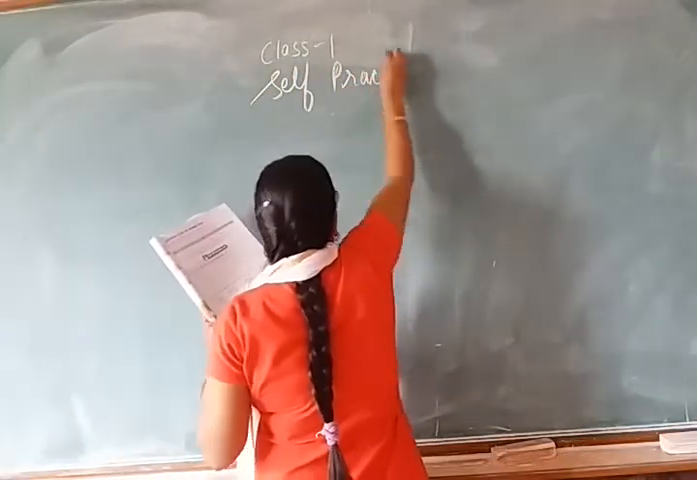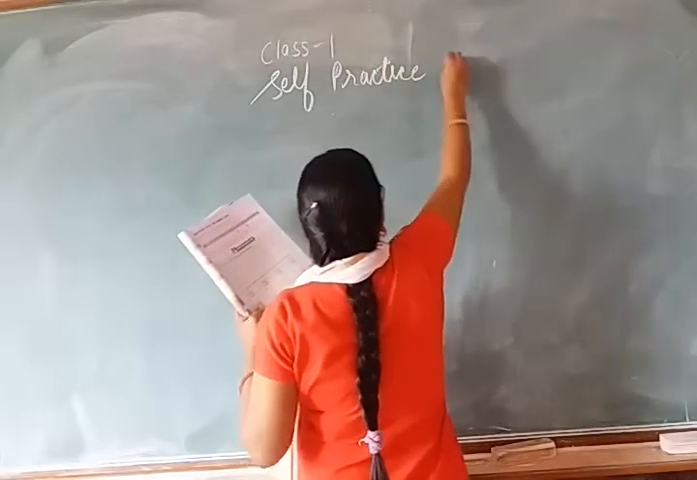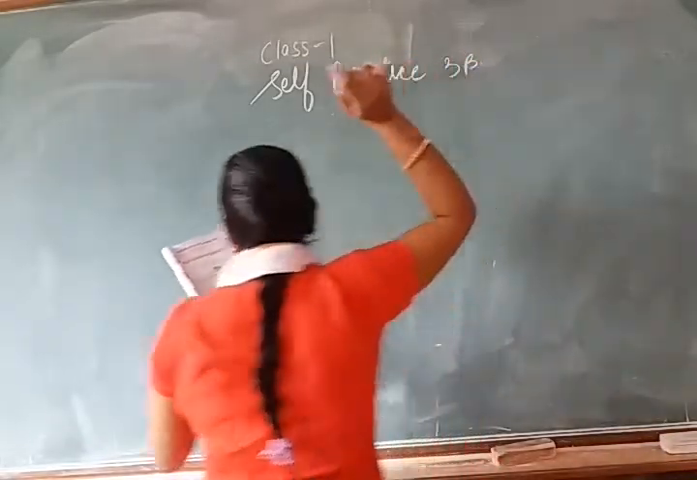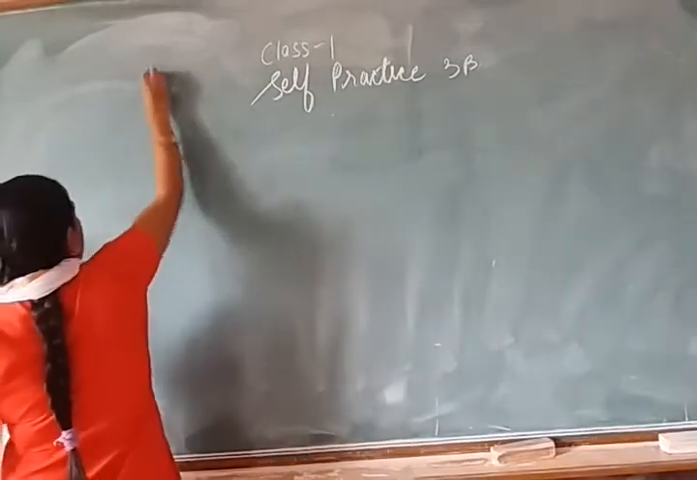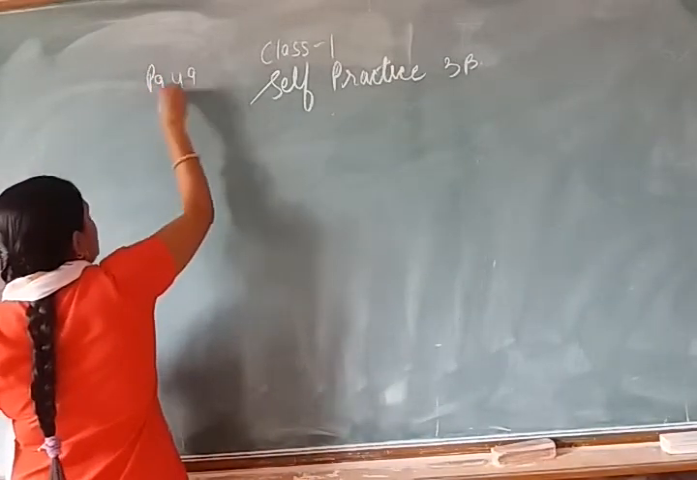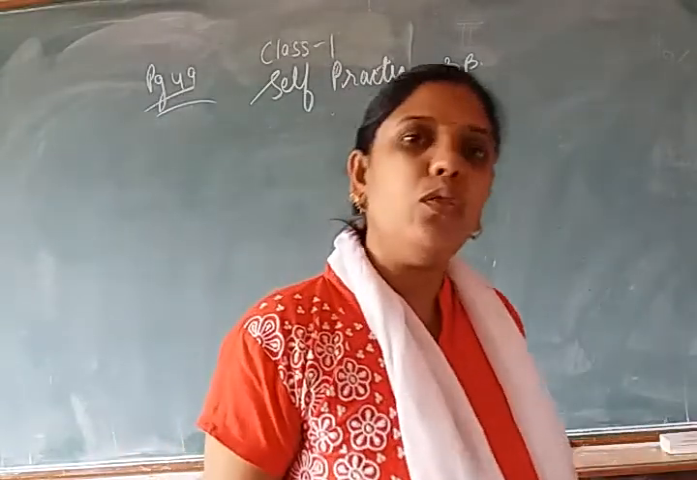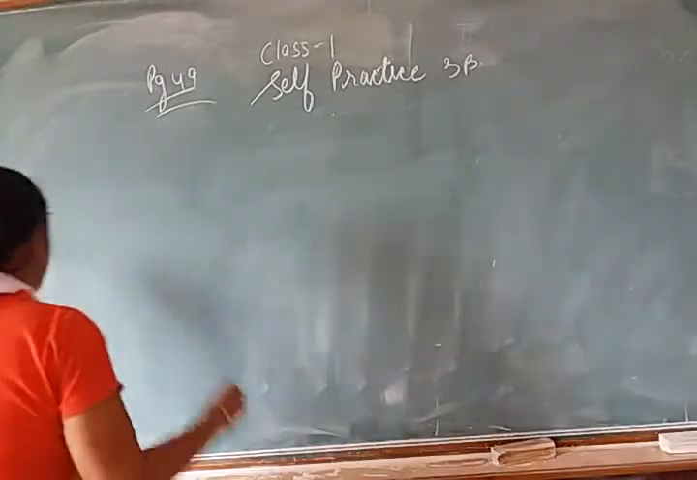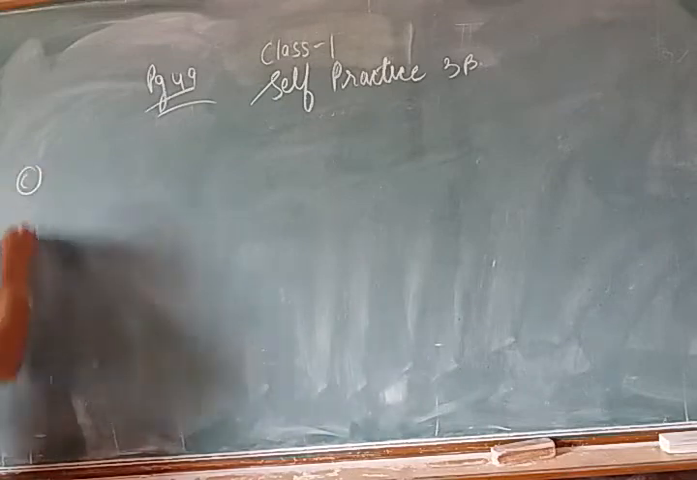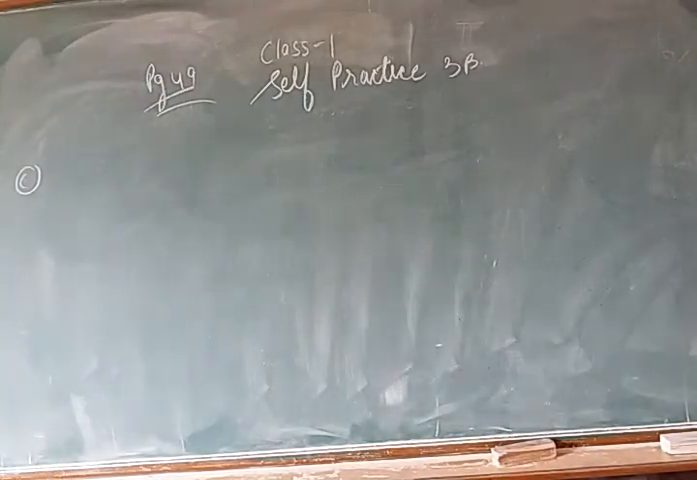Self practice 3B, that is given on page number 49. Okay, so A and B parts we have already done. So today we are going to do from C part. Continue writing. Write C. Let me see if it is visible or not. Yes. So C is 11 plus 2.